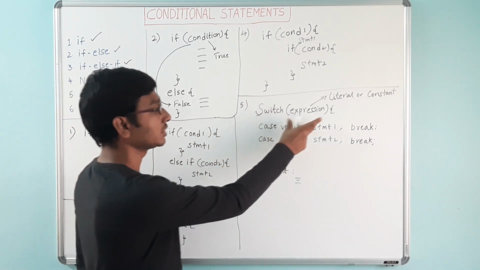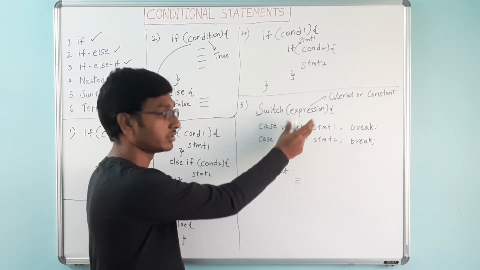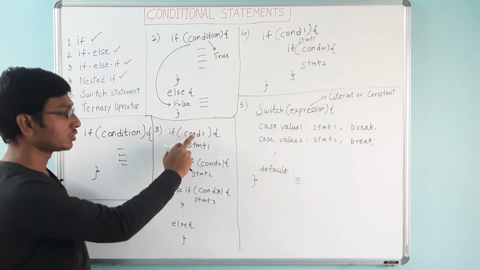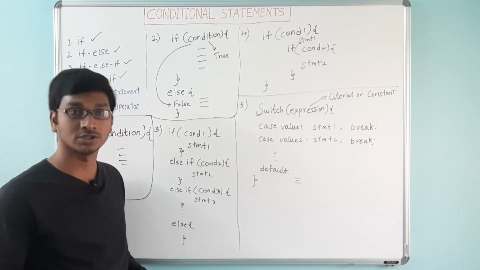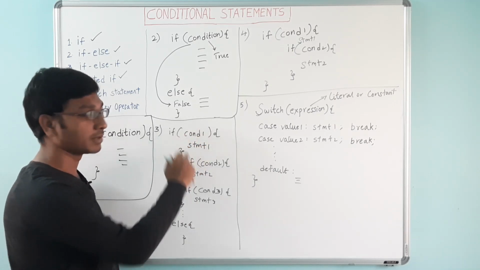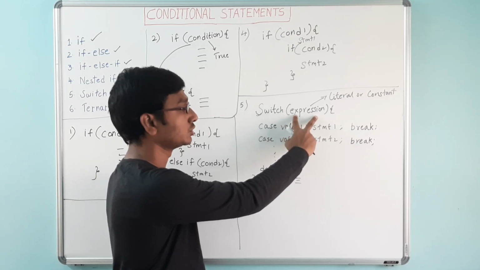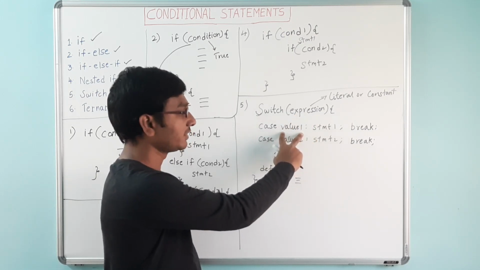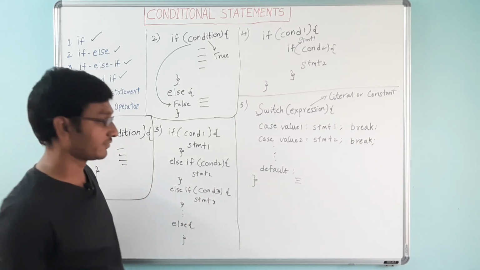And another difference is, in switch the expression always verifies equality with the case values. But in if else if, you can write a condition. This can be an expression with some complex logic, like using logical operators or relational operators. But in switch it is not so. The expression will only verify the equality of these values. This is another difference between switch and if else if.